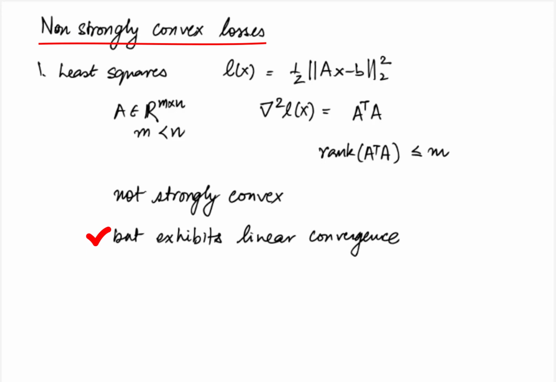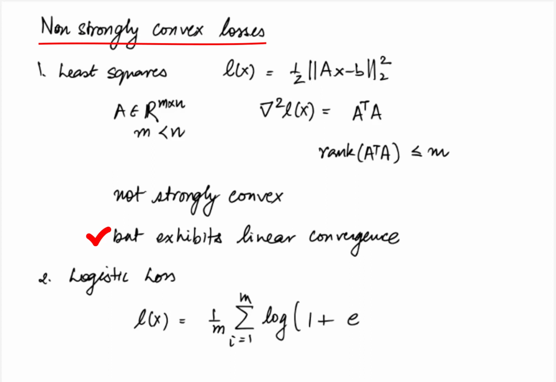Another example which is not strongly convex but still exhibits linear convergence in practice is the logistic loss function, which is given as the average over m quantities log of 1 plus e raised to power minus y_i a_i transpose x.